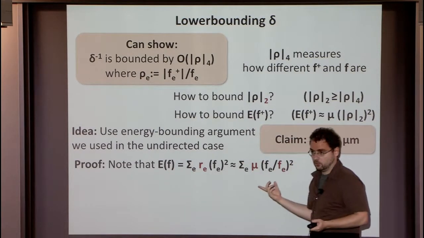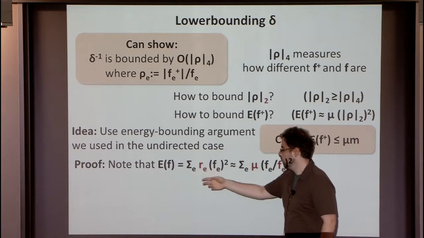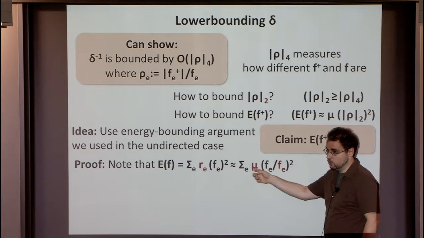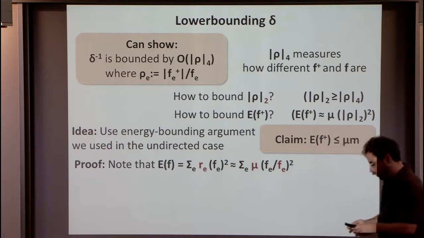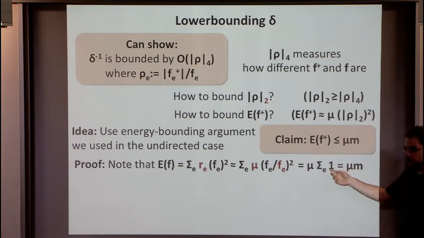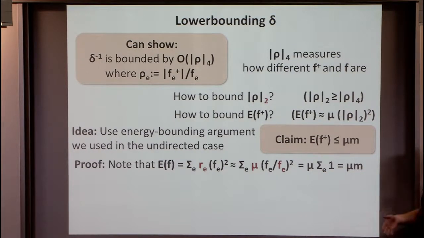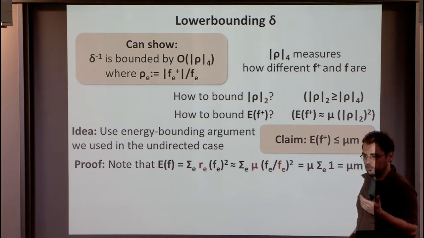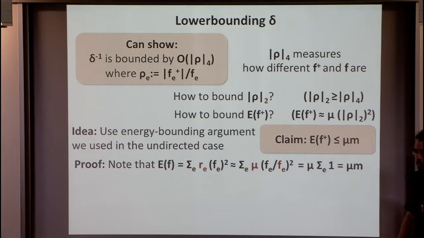What is the energy of our current solution F? It's the sum over all edges of resistance times the flow squared. But what are the resistances? They are mu over F_e squared. So here I just get the all-ones vector, ones in each of these components. There are m of them, and I just get mu times that. So this is the energy of the current solution. But how can I now infer something about the energy of the electrical flow? Any ideas?